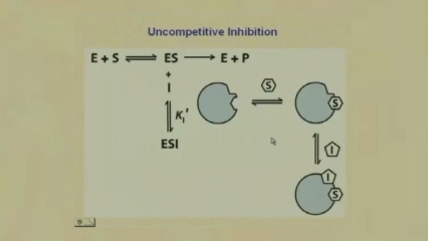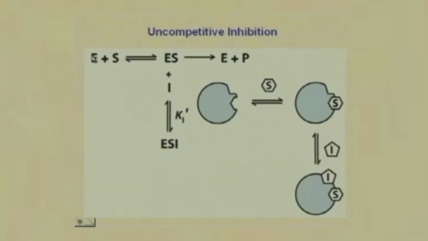Okay. Now, uncompetitive inhibition. What is uncompetitive inhibition? Uncompetitive inhibition doesn't react with the enzyme at all. There is no complex between the enzyme and this inhibitor. This inhibitor only reacts with the enzyme substrate complex. Okay? So, only after the enzyme substrate complex is formed will this inhibitor act.